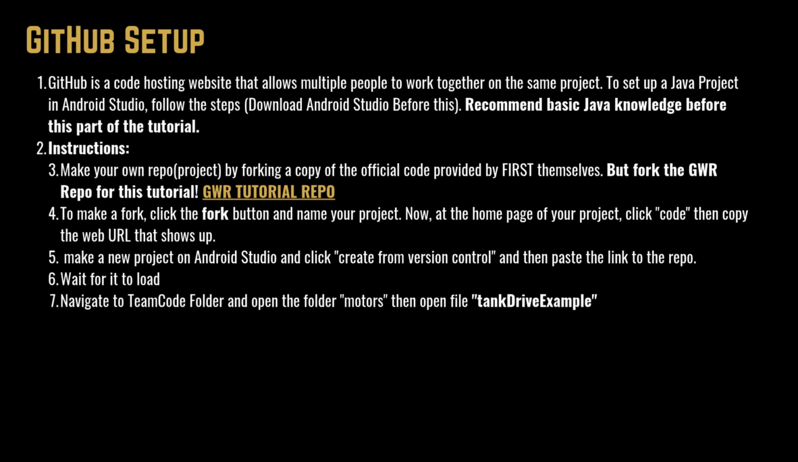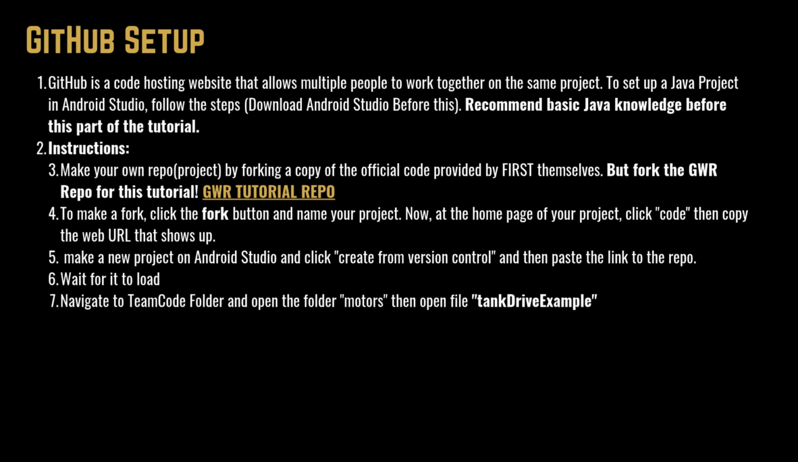First, we have to create our own repository, which is just a code project, by forking, which means making a copy of the official code provided by First Robotics themselves. But you can also fork the Golden Warrior Robotics repository that we have made for this tutorial, and I've put a bunch of example code in there, and I'll keep it updated with the official code so you won't have any problems. To make a fork, you click the fork button and you name your new project. Then, at the home page of your project, click code and copy the web URL that shows up.